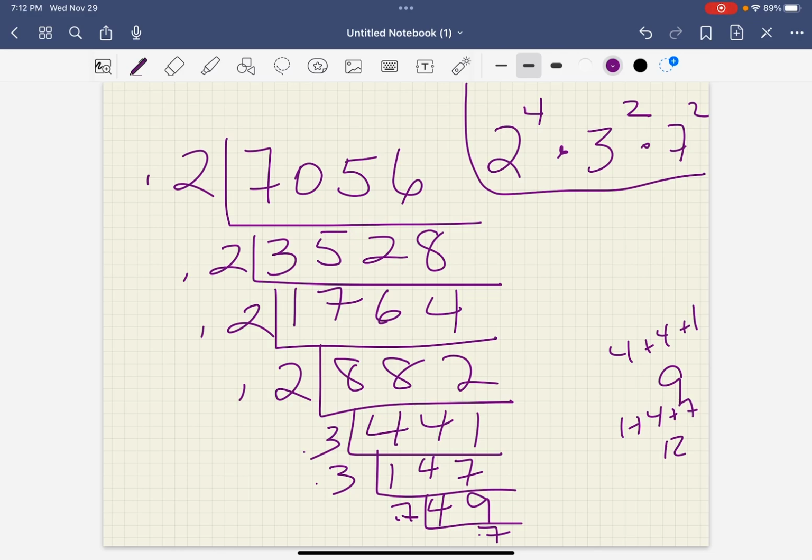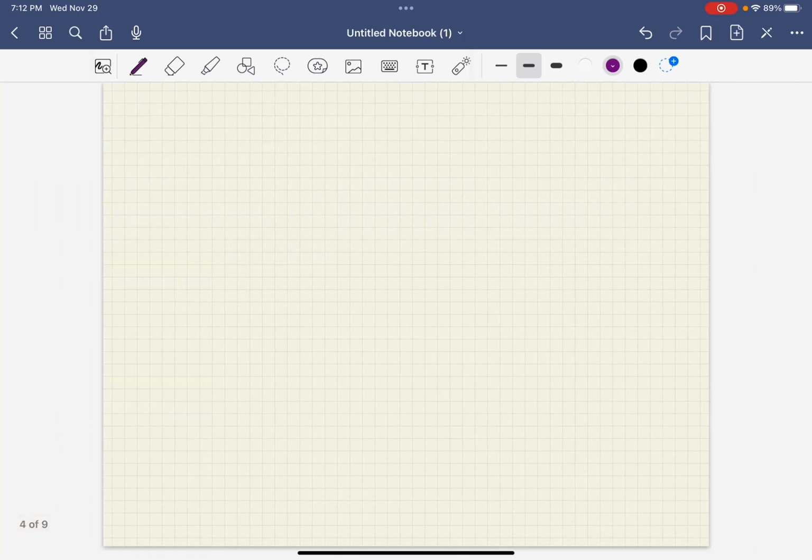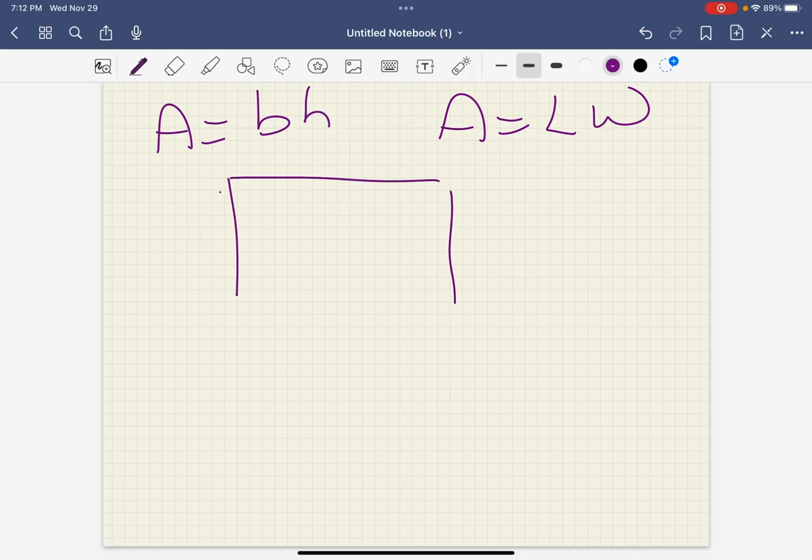Okay, lesson 17. Area of a rectangle. The area of a rectangle is either base times height or length times width, whichever one you want to think about. The important thing is that the length and the width, or the base and the height, have to be perpendicular to each other. In other words, they have to form right angles.